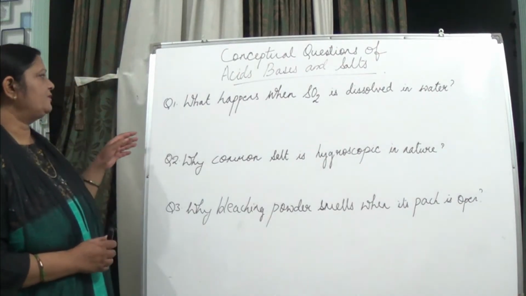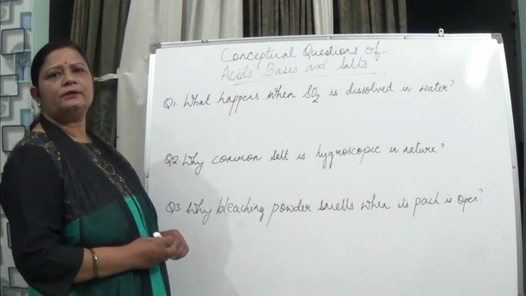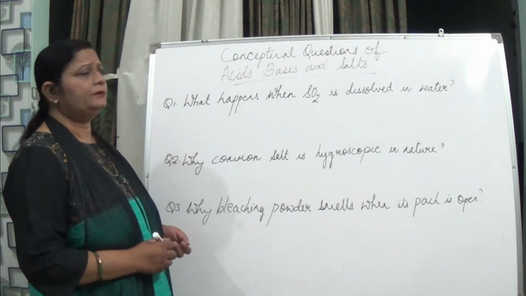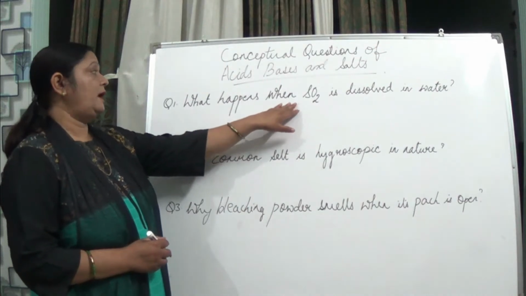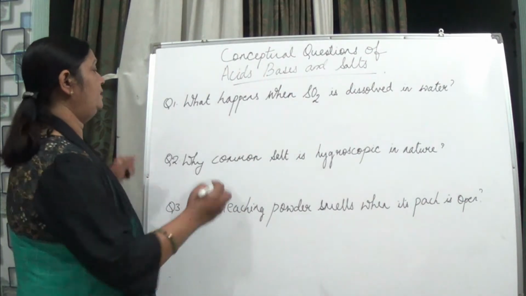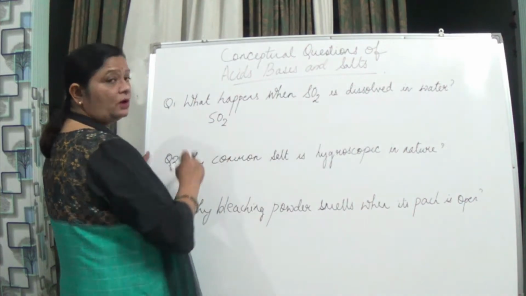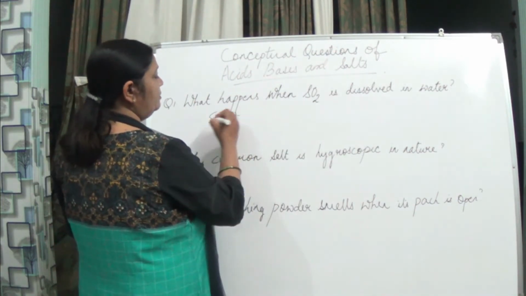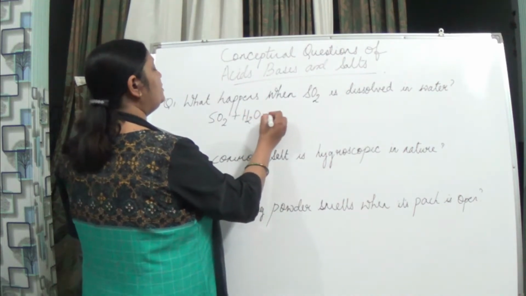Okay, so the first question I have taken: what happens when SO2 is dissolved in water? So how will you start this question and how will you write it? It is asking what happens when SO2 is dissolved in water. So what is being added to this SO2? That is H2O. So what will it form?